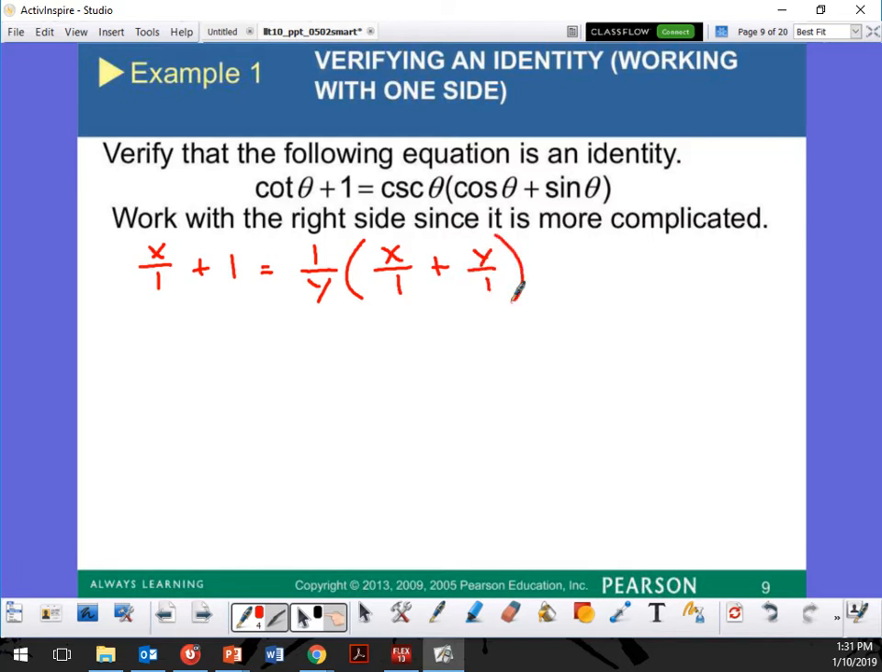For cosine, you put x over 1 instead of x over y. Oh, thank you. I'm sorry. You're right. There we go. Thank you. Good job. Someone's paying attention. There you go. Candy right there.